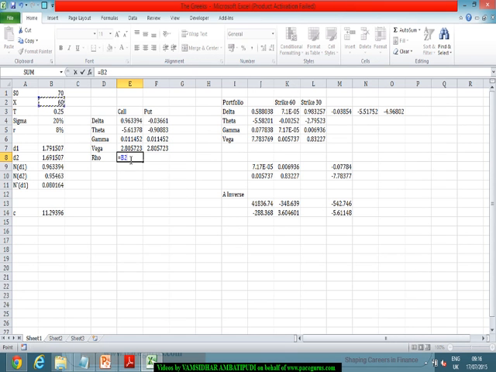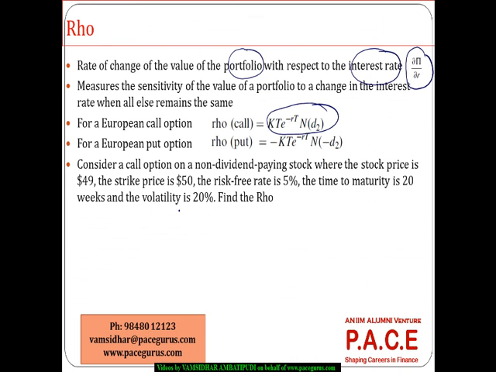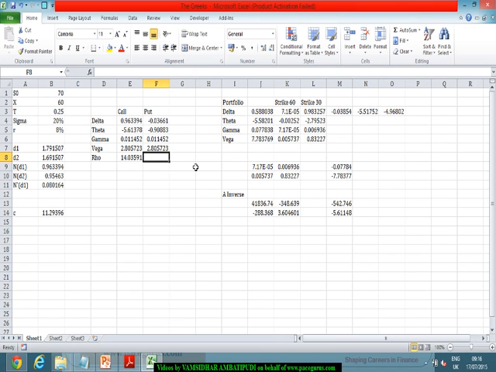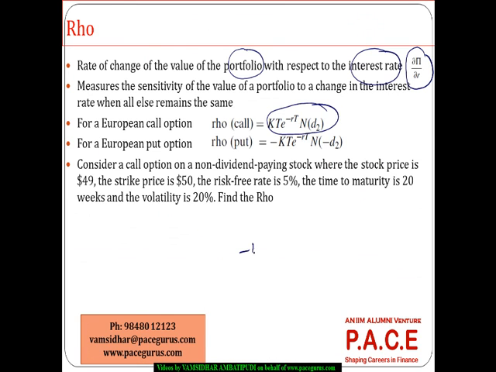So KT e power minus RT times N(d2). So the rho for the call option is going to be this much. And when we are doing it for a put, we are talking of minus of KT e power minus RT times N of minus d2. N of minus d2 is 1 minus N(d2). So if you are simplifying it, minus KT e power minus RT times 1 minus N(d2).